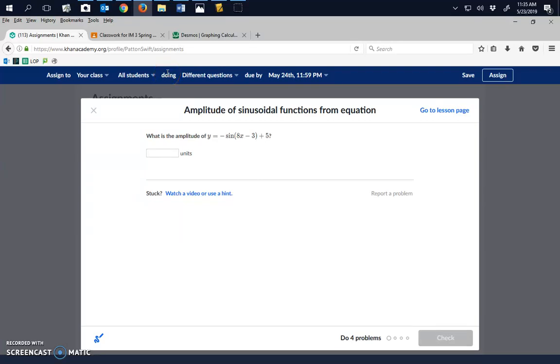Assignment 10, amplitude of sinusoidal functions from equation. All right, so amplitude is how tall our graph is. Remember, that's from the midline, not how tall it is from the very bottom to the very top.